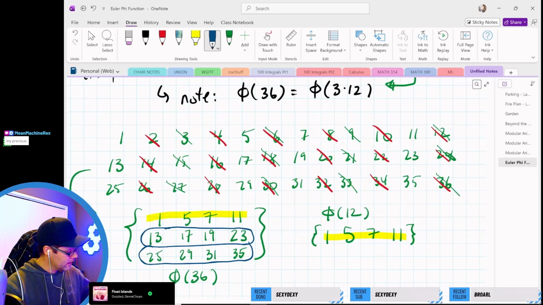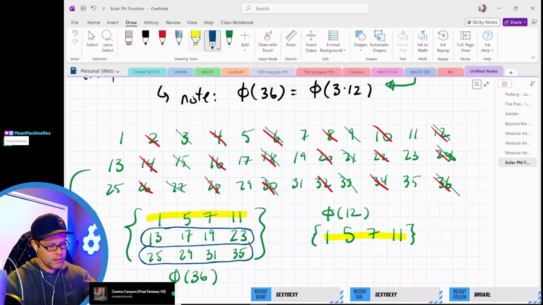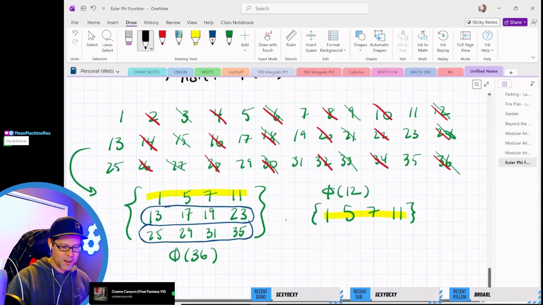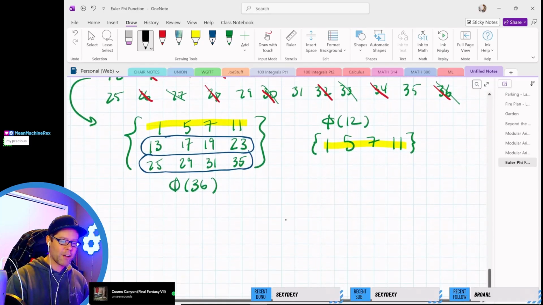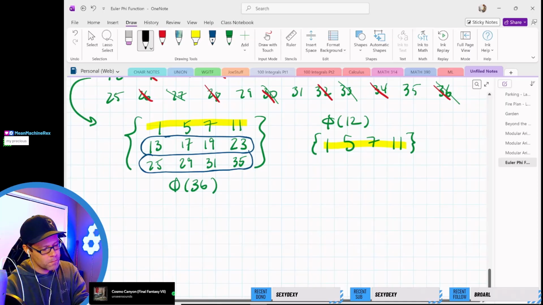So let's go ahead and try to prove this, at least try to convince ourselves of the method of attack for these kinds of problems. So proof.